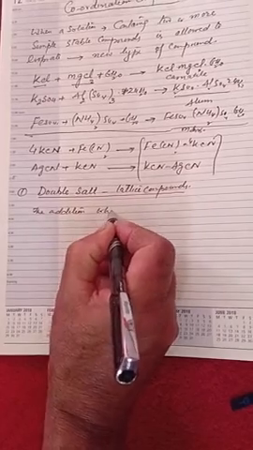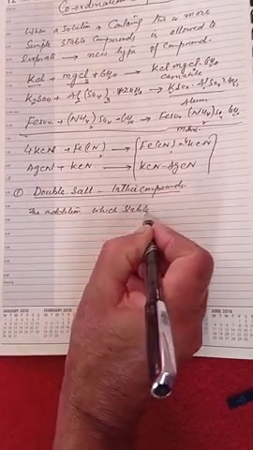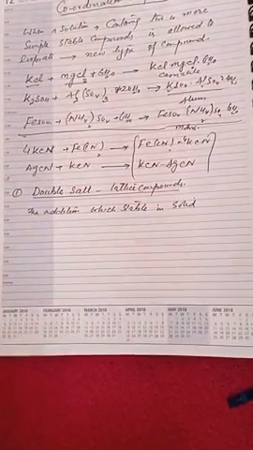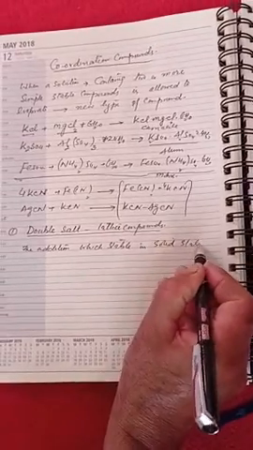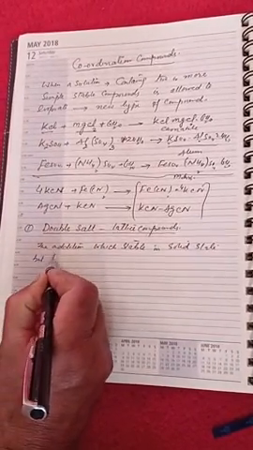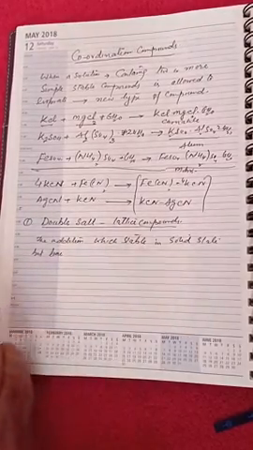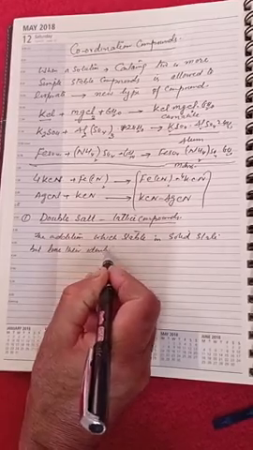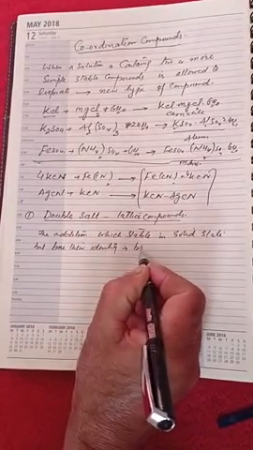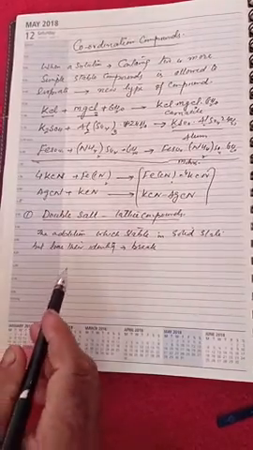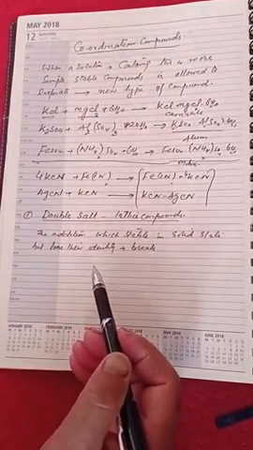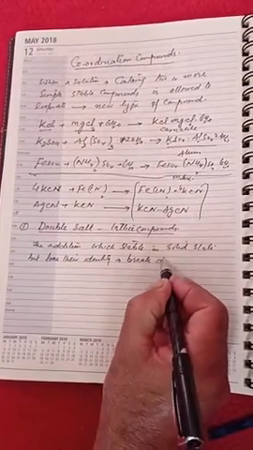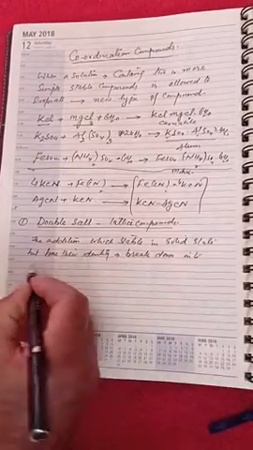Double salts are those salts which are stable in the solid state, where they look like a single salt, but lose their identity in water. They break down into their individual constituents.